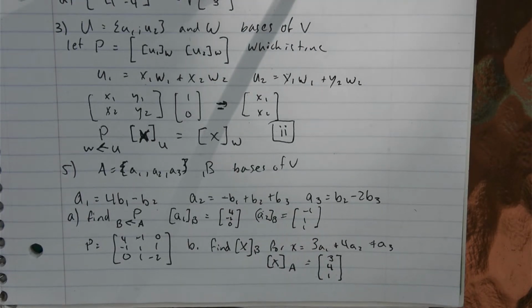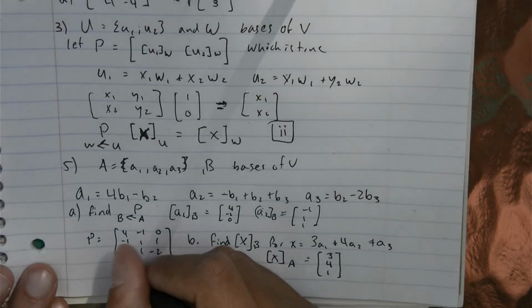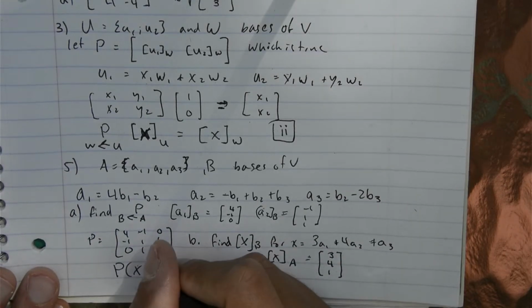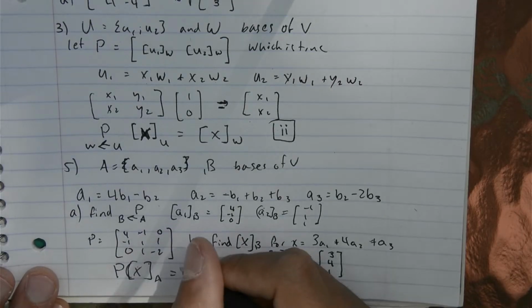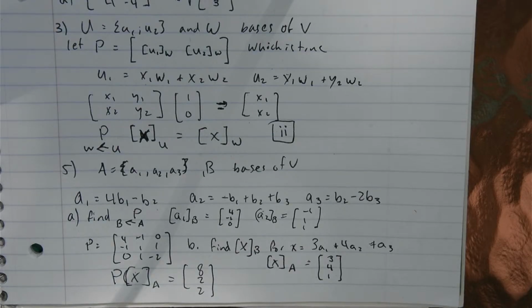So just say P is equal to 4, minus 1, 0, minus 1, 1, 1, 0, 1, minus 2. And then we can just do P times 3, 4, 1. Okay, is equal to, so P times x in terms of A is equal to 8, 2, 2. I'm just going to check if that's correct, but it's almost certainly correct. That was problem 5. Yep. All right, we got it right.